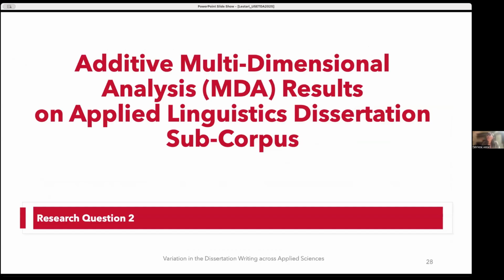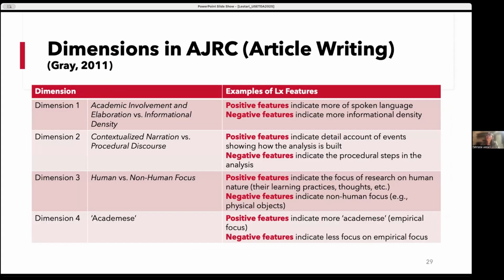Okay, now let's move on to the linguistic analysis. So I'm using the additive multidimensional analysis just on the applied linguistics dissertation subcorpus. So these are the dimensions that I used for my additive MDA. So dimension 1, based on the linguistic analysis in the Gray study, is named academic involvement and elaboration versus informational density.